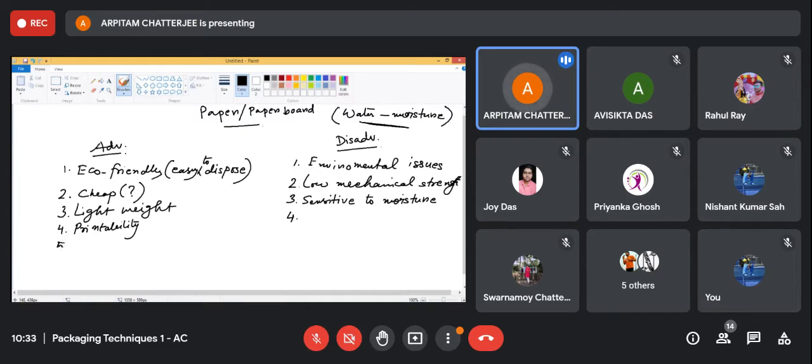Another thing which can be a catch between advantage and disadvantage is porosity. Porosity means that paper is basically a porous material, right? You have small gaps in between. Now, when is it advantageous and when is it disadvantageous? Any idea how the porosity of paper is an advantage in terms of packaging?